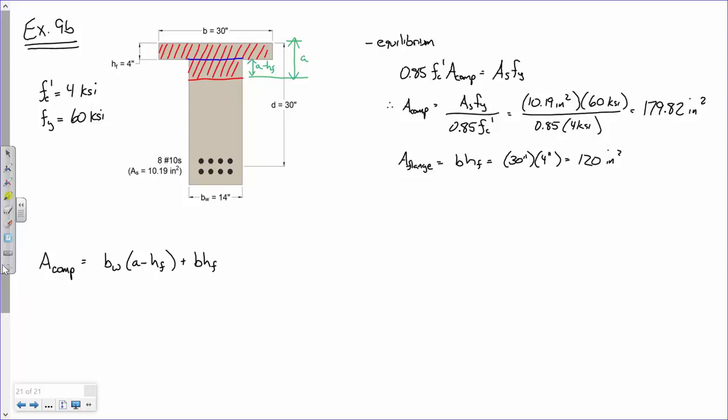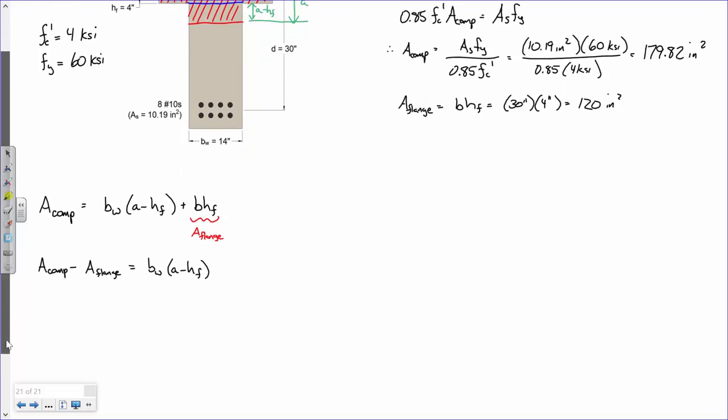Does that make sense? And in this expression, what do we not know? a, because we know this is 179 point whatever, and we know all of the other dimensions. So now we just got to solve. So I propose that to solve this, we say, all right, first off, this right here is just the area of the flange. So to solve for a, let's subtract this over to the other side. So area in compression minus the area of the flange is b_w times a minus h_f, right? Then what do I do? You tell me. You are experts at algebra.